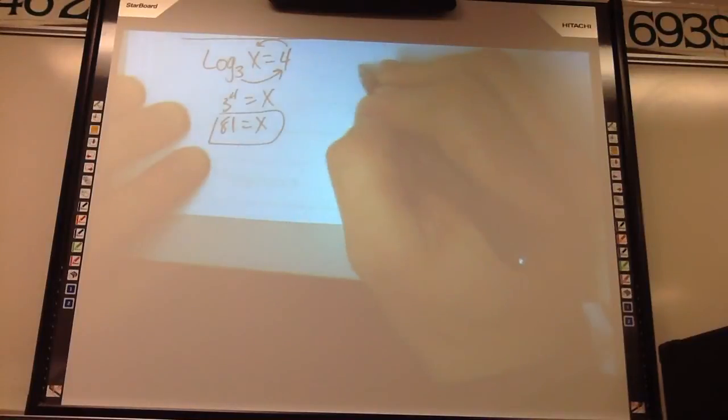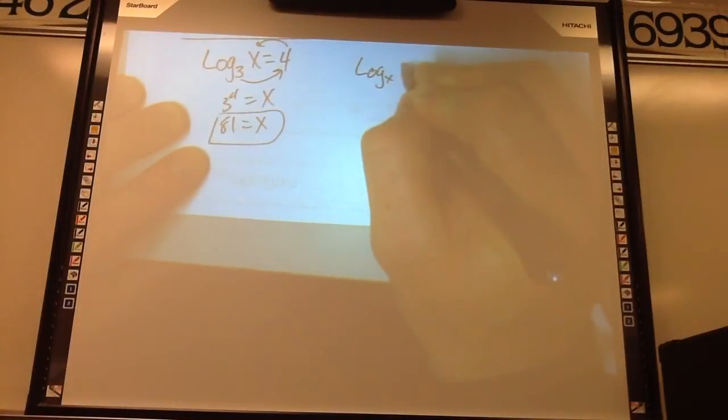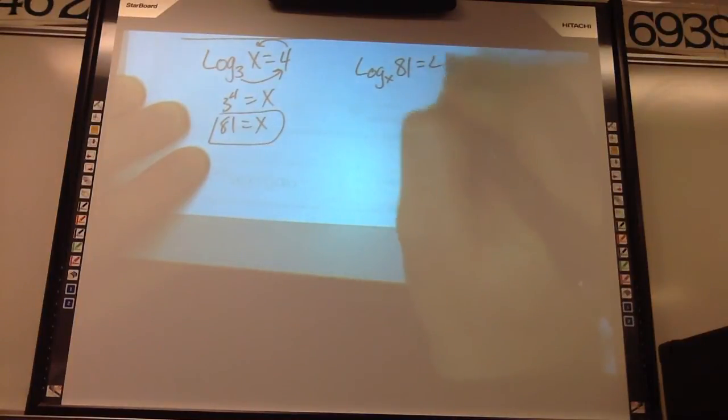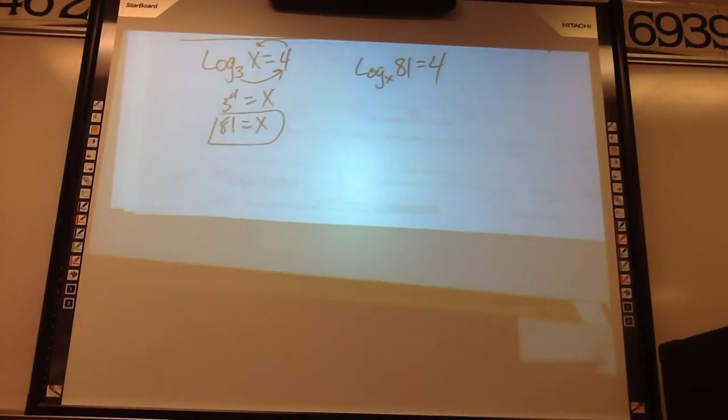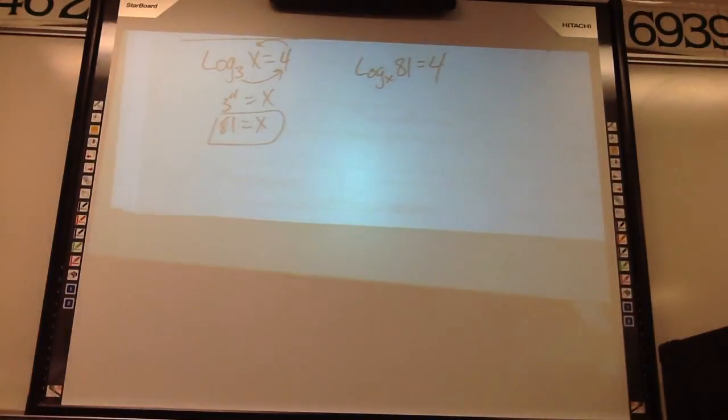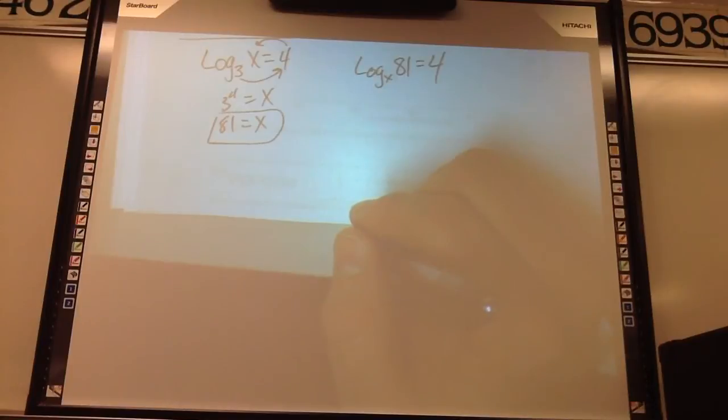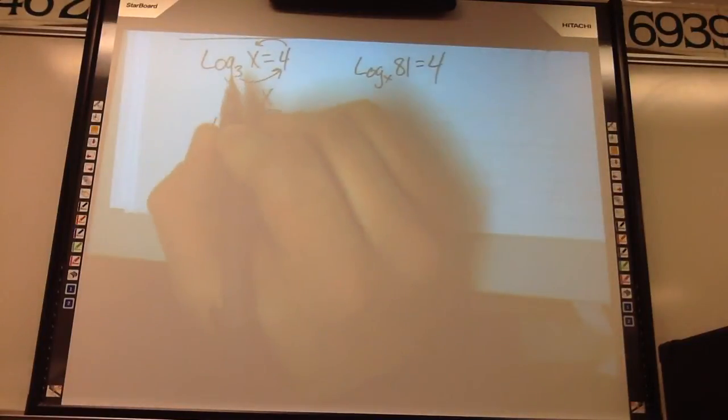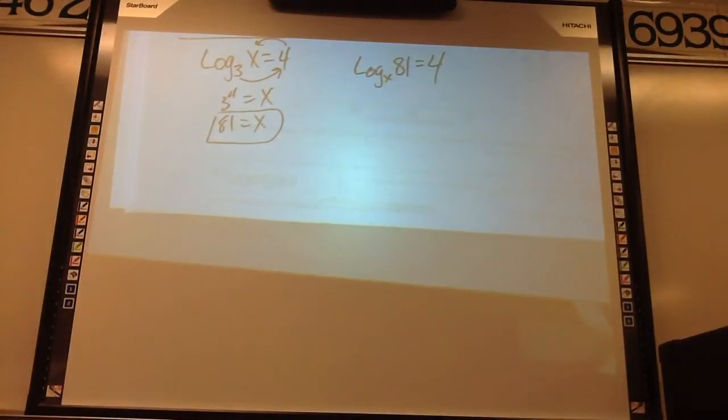So same thing now. Solve for x. Log base x of 81 equals 4. Oh, I can't believe I did that. Let's see how smart you are. I made up example problems. I didn't even realize I did that. How did you figure that out? Don't you just go, it's 3? It's 3, because look at right here.